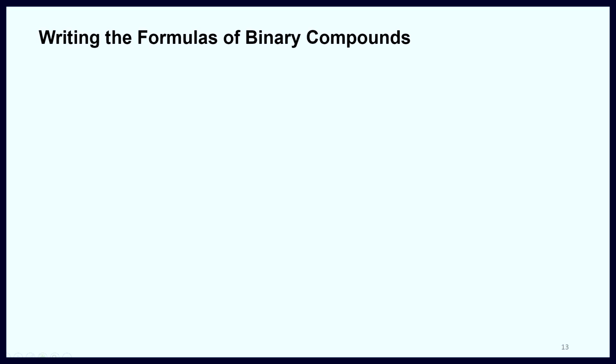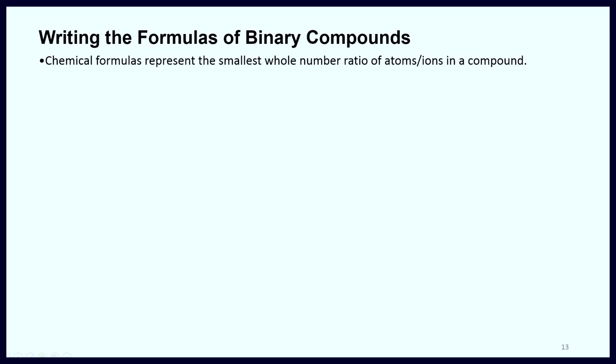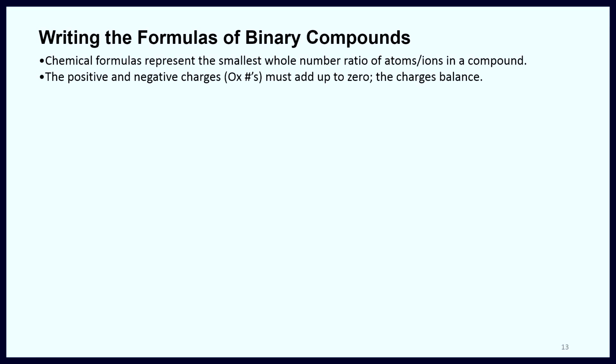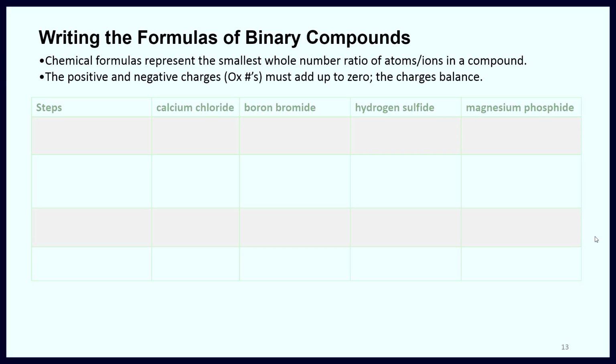All right, so writing the formula of binary compounds. You need to remember that the chemical formula represents the smallest whole number ratio of atoms or ions in a compound. The positive and negative charges, or oxidation numbers, must add to be 0, or we sometimes say they balance. What we mean is the total positive charge equals the total negative charge. They have the same magnitude. +2 and -2. +3 and -3. +4 balances -4. There will always be the same positive and negative charges in a compound.